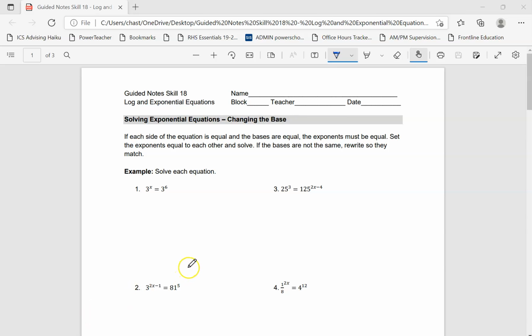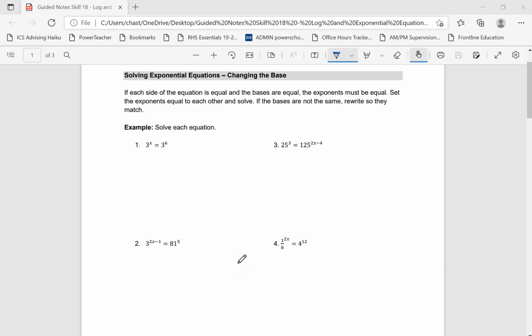Hey everybody, this is Mr. Bear. I'm bringing you Skill 18 video, and so today we're going to talk about how to solve exponential and logarithmic equations. So we're going to start off by solving exponential equations that actually don't need to be written with log form to be able to solve.